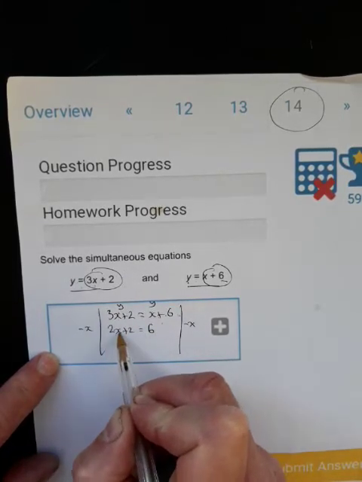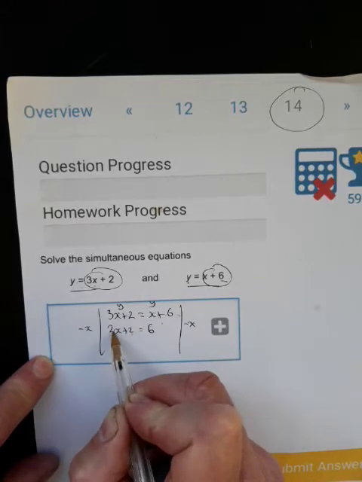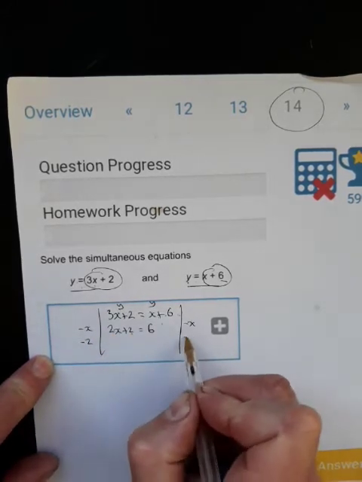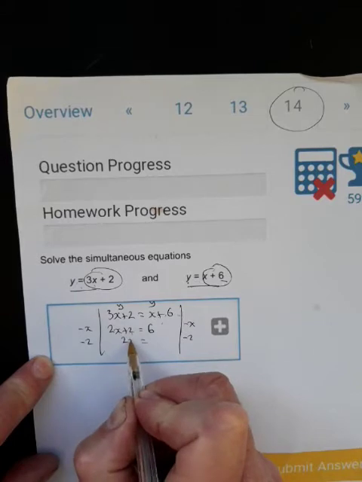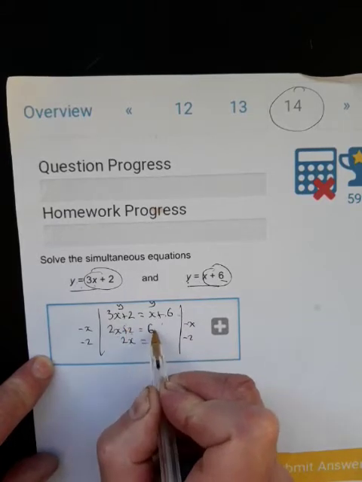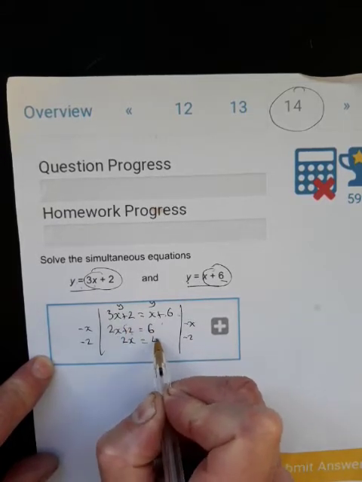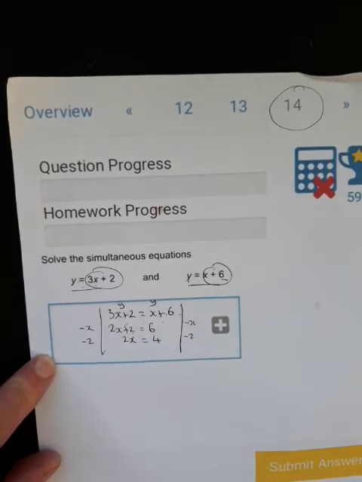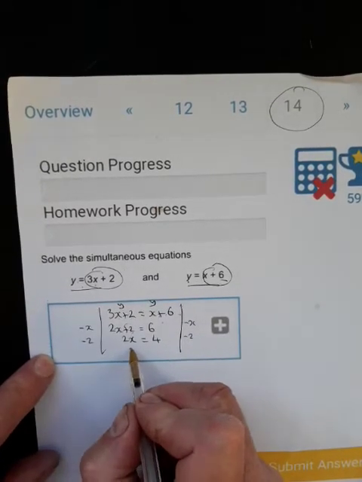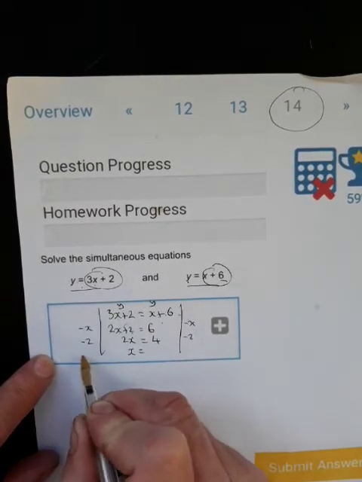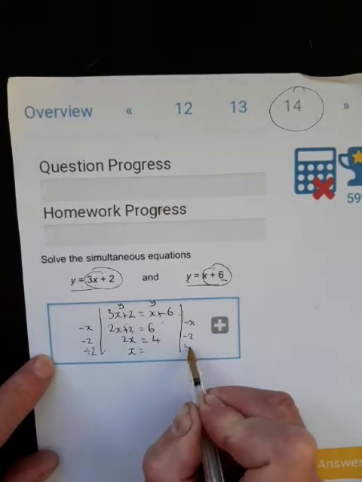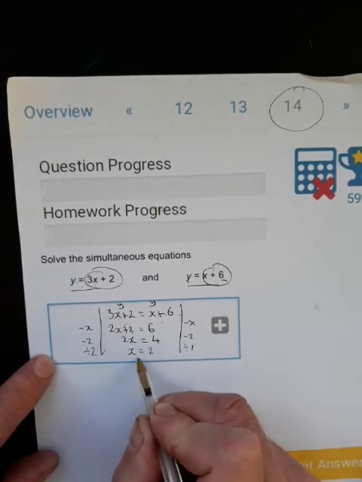What's stopping x being on its own is that plus 2 and that times by 2. I subtract the 2 from both sides first to get 2x on this side. Once that's gone, I subtract 2 from 6 and I get 4. What's stopping x being on its own now? Well, it's that times by 2. I divide both sides by 2 and I get x equal to 4 divided by 2, which is 2.